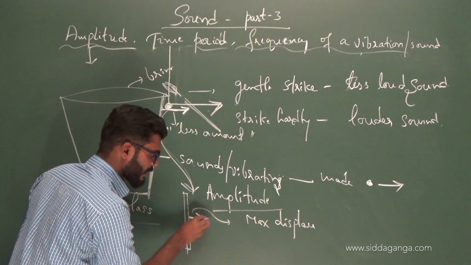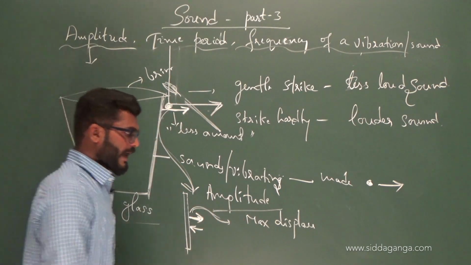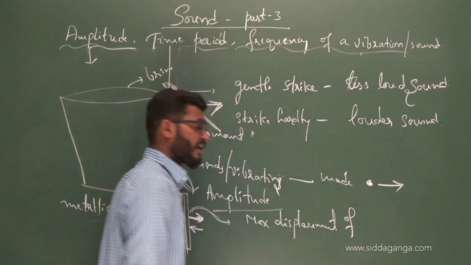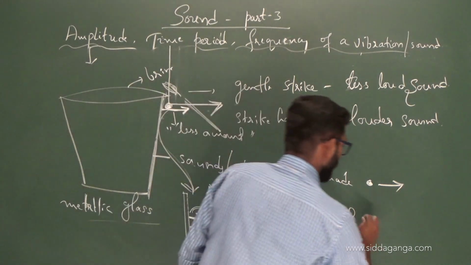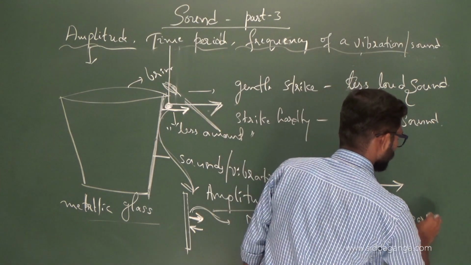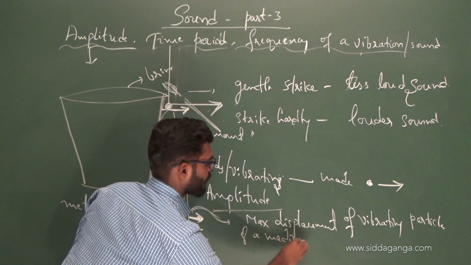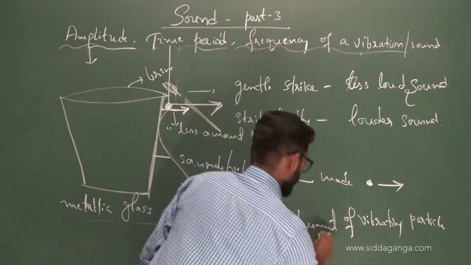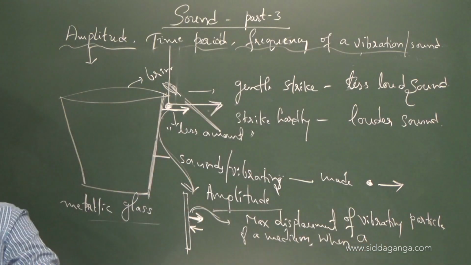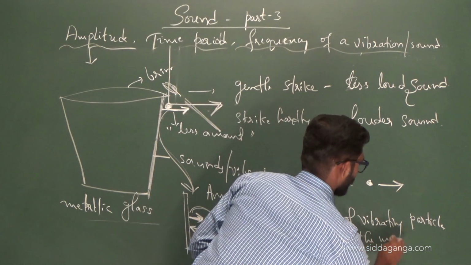That is called as amplitude. So maximum displacement of vibrating particles of a medium, when the sound is produced, when the medium is vibrated.